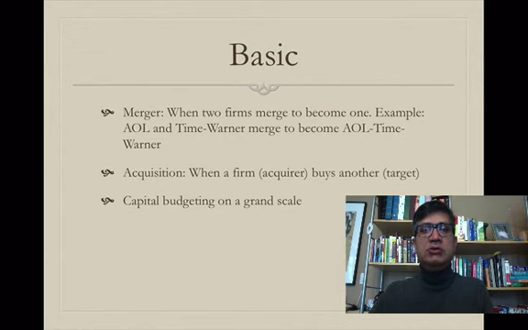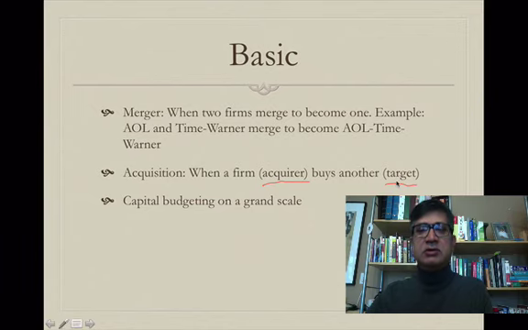A merger occurs when two firms merge to become one. A good example would be when AOL and Time Warner merged to become AOL Time Warner. When a company instead acquires another company, the acquirer buys the other company, which is called the target. We will refer to the terms acquirer and target throughout today's lecture.